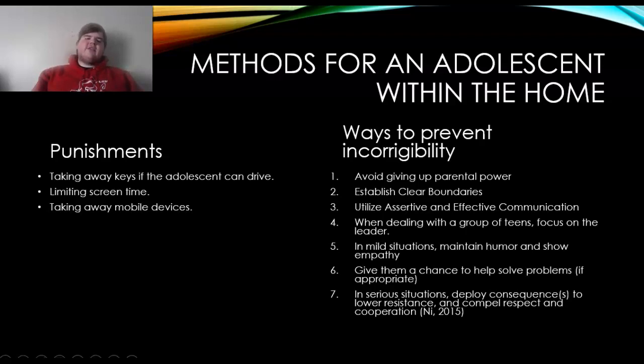This would refer back to the punishments. These consequences can lower resistance and compel respect and cooperation. When I was a child, I was spanked, and it did help grow me into a respectable human being. That's not to say that if anyone doesn't spank their children, their children are going to be completely awful. It's just something that worked for me.